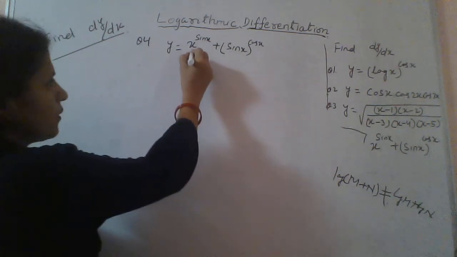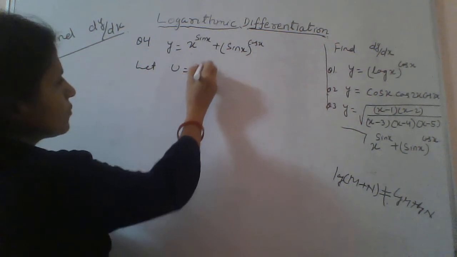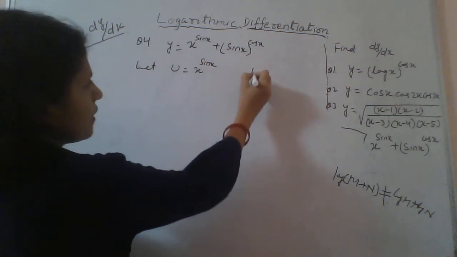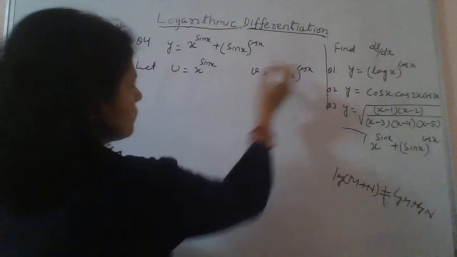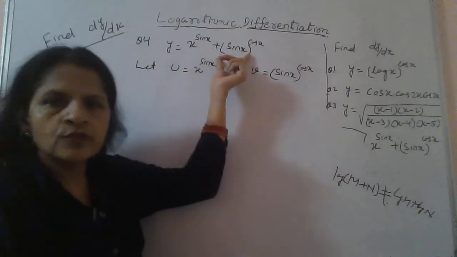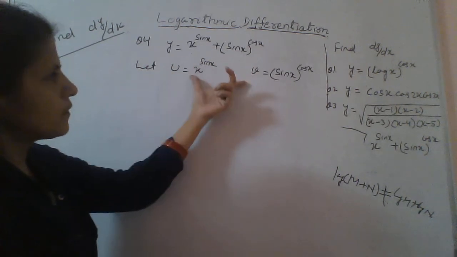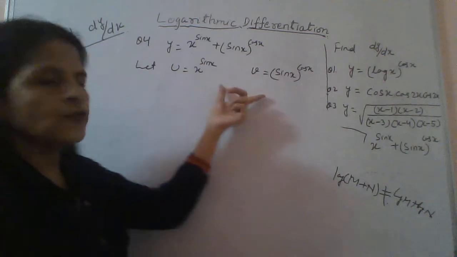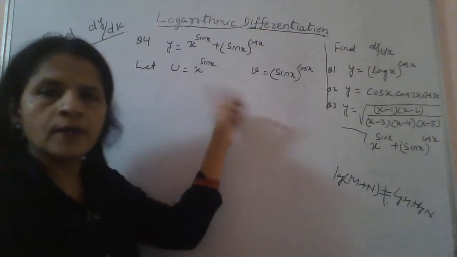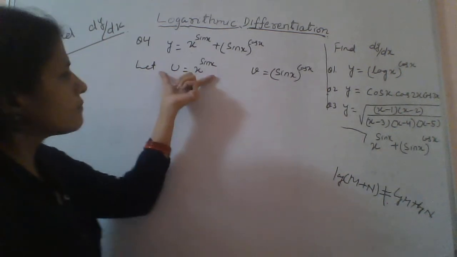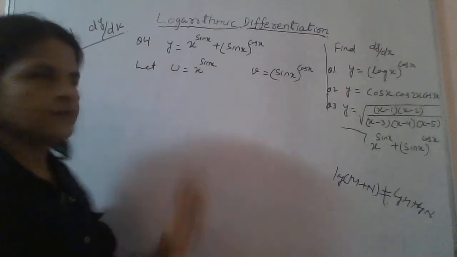So what we will do here: let u equal to x to the power sin x and v equal to sin x power cos x. So it means we are taking them as two separate terms, then we will differentiate. Now y equal to u plus v, so dy by dx should be du by dx plus dv by dx. Okay, so first of all we will differentiate this, then this, then take the sum of both.